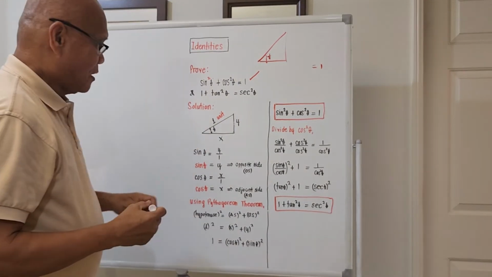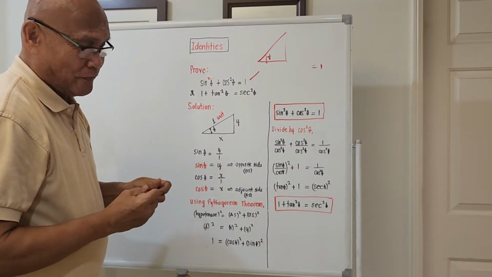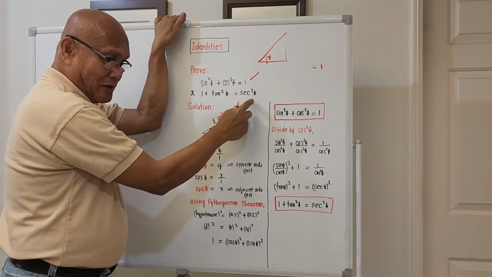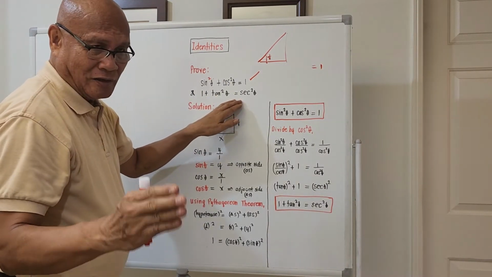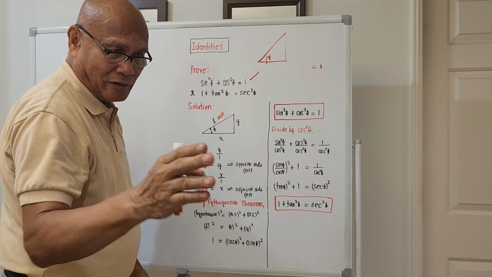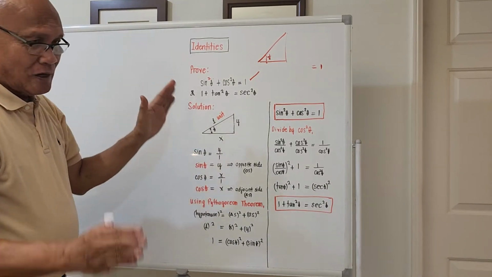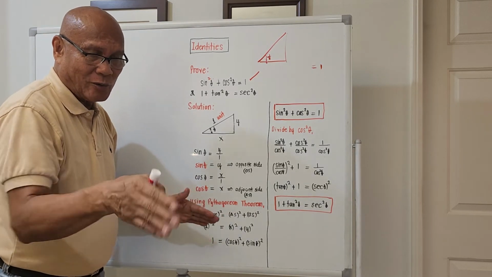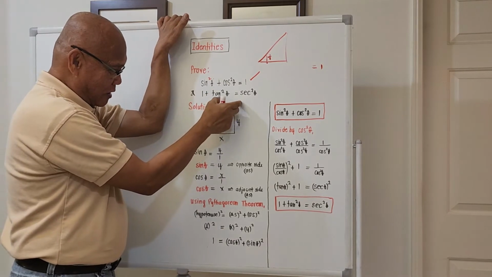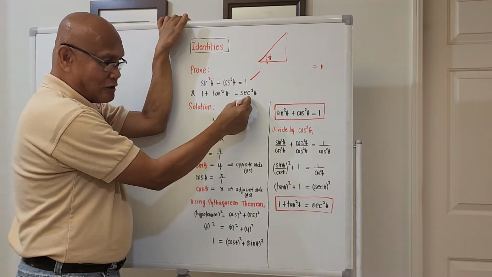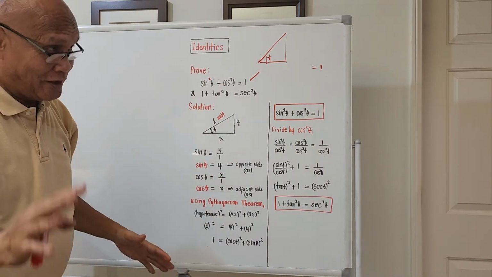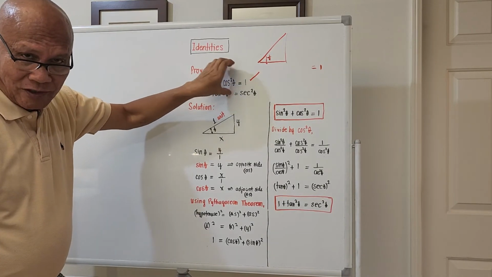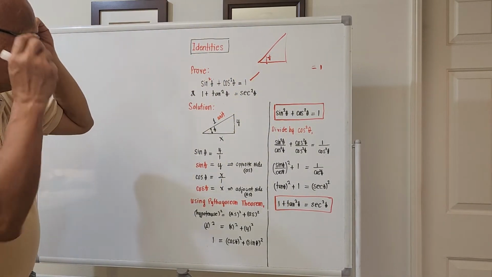And the next problem is to prove another identity: 1 plus tangent square of theta is equal to secant square of theta. We use this in the integration of trigonometric functions under integral calculus. One of the solutions for powers of trigonometric functions is actually using this relation, 1 plus tangent square of theta equal to secant square of theta. But for tonight, this is just trigonometric identities. We'll try to bring out the proof of this. Okay, let's try to bring out the solution.